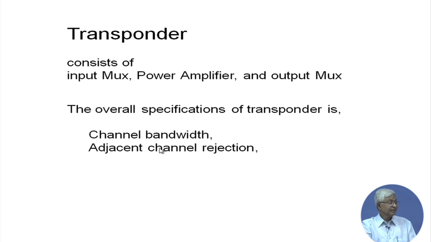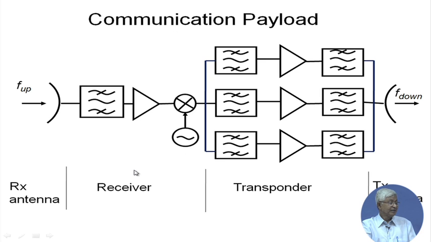The overall specifications of the transponder are channel bandwidth, adjacent channel rejection, and group delay. I can draw the picture now. The uplink frequency comes in at the receive antenna, and then the receiver is nothing but the input filter, then a low noise amplifier, and then a down converter. Of course, there is a filter here, and after the down converter comes the input mux, where the demuxing actually takes place, and then amplifiers. I have shown one amplifier, and then the output mux, which together is called the transponder, and then the transmit antenna, which goes out as the downlink.